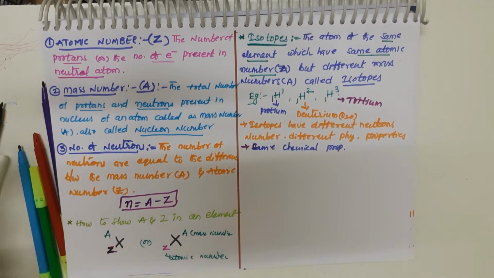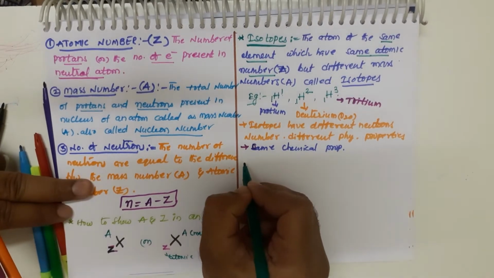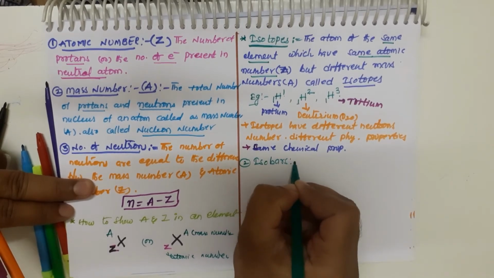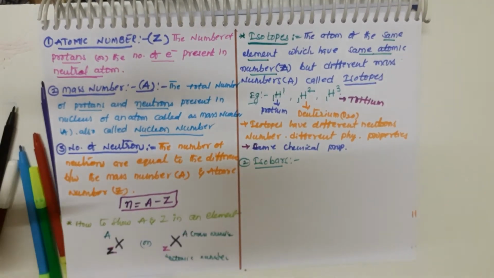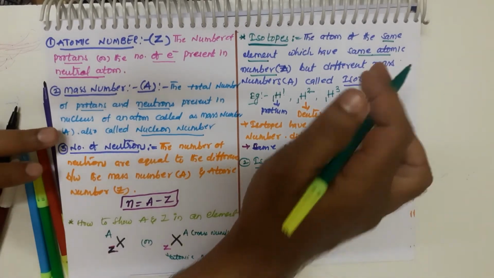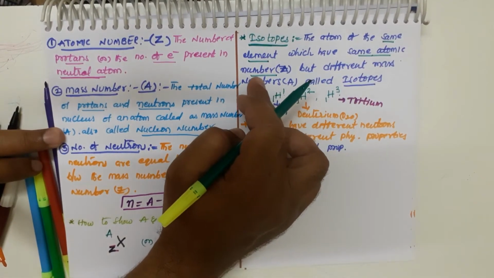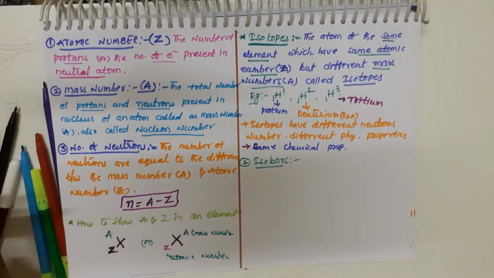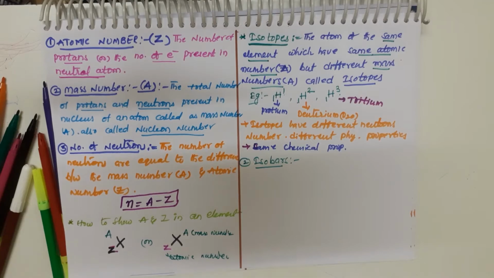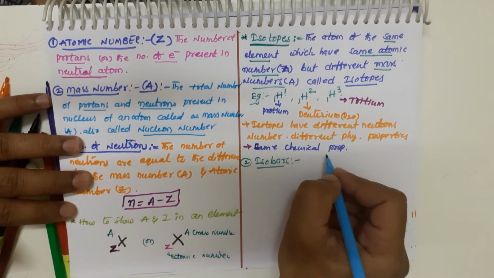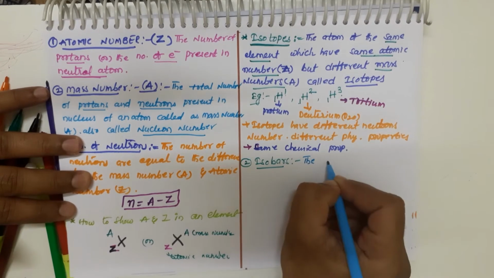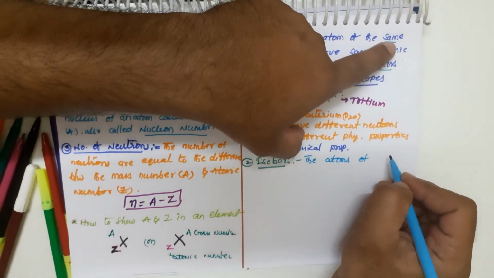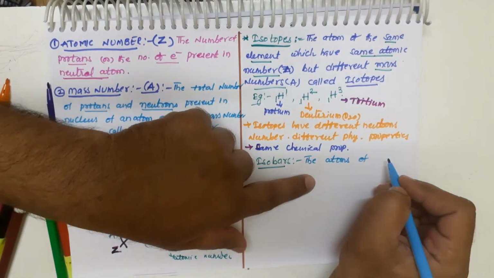And next one is isobars. The second one is isobars, which are quite opposite to isotopes. In isotopes the atomic number is the same but mass numbers are different; isobars are quite opposite. In isotopes the element is the same, but here the element is different.